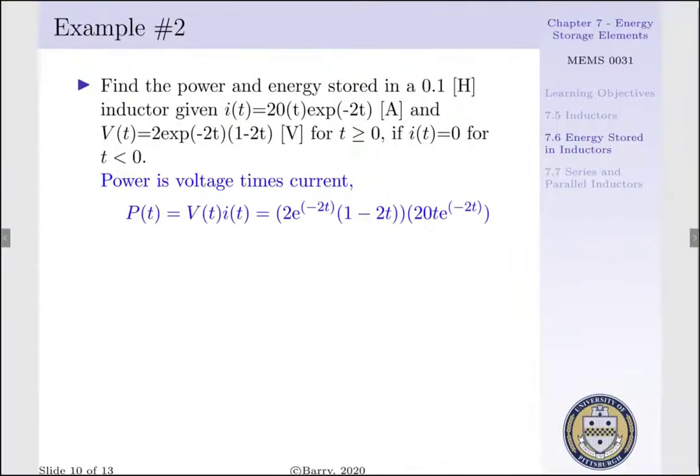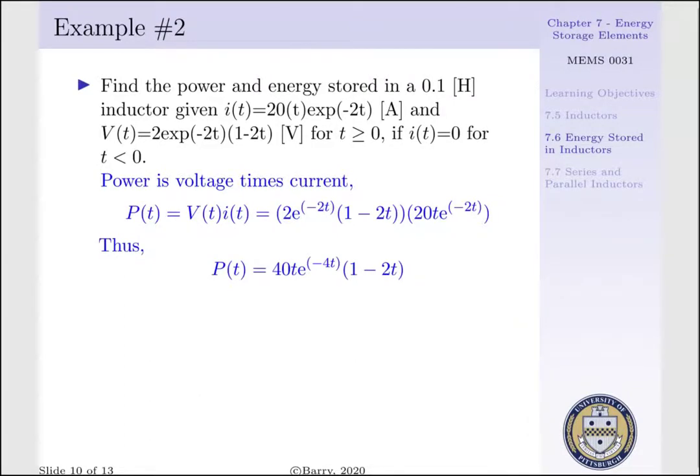Now, to begin, we'd look at our power equation. Our power is our voltage times our current. Our voltage is 2e to the minus 2t times the quantity 1 minus 2t, times 20t e to the minus 2t. Thus, our power is equal to 40t e to the minus 4t times the quantity 1 minus 2t.